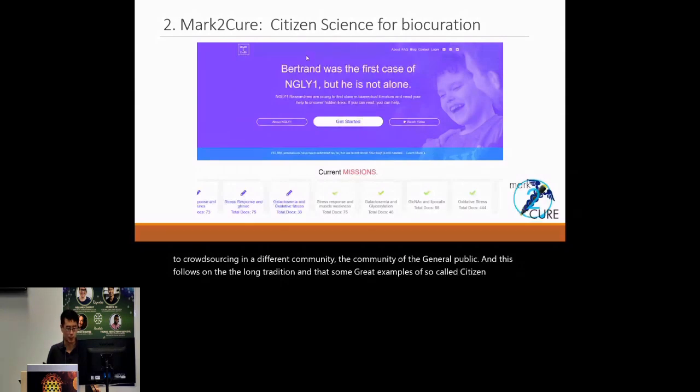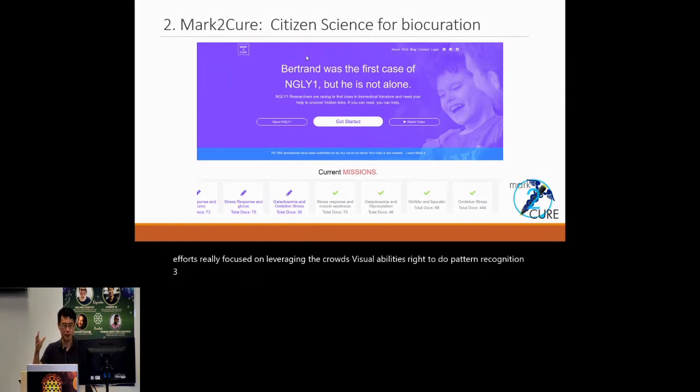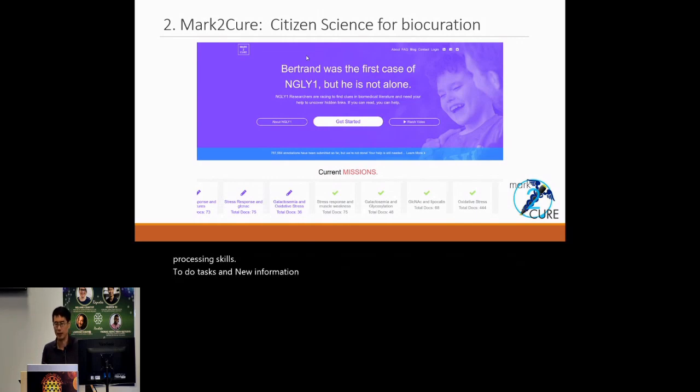and many examples, past examples of leveraging the collective efforts of non-scientists to really push science forward. In contrast to past efforts around citizen science, most past efforts really focused on leveraging the crowd's visual abilities, right? To do pattern recognition, 3D reasoning, things like that. And Mark2Cure, which is our citizen science project, really attempted to look at leveraging people's language processing skills to do tasks in information retrieval. Both named entity recognition and relationship extraction.